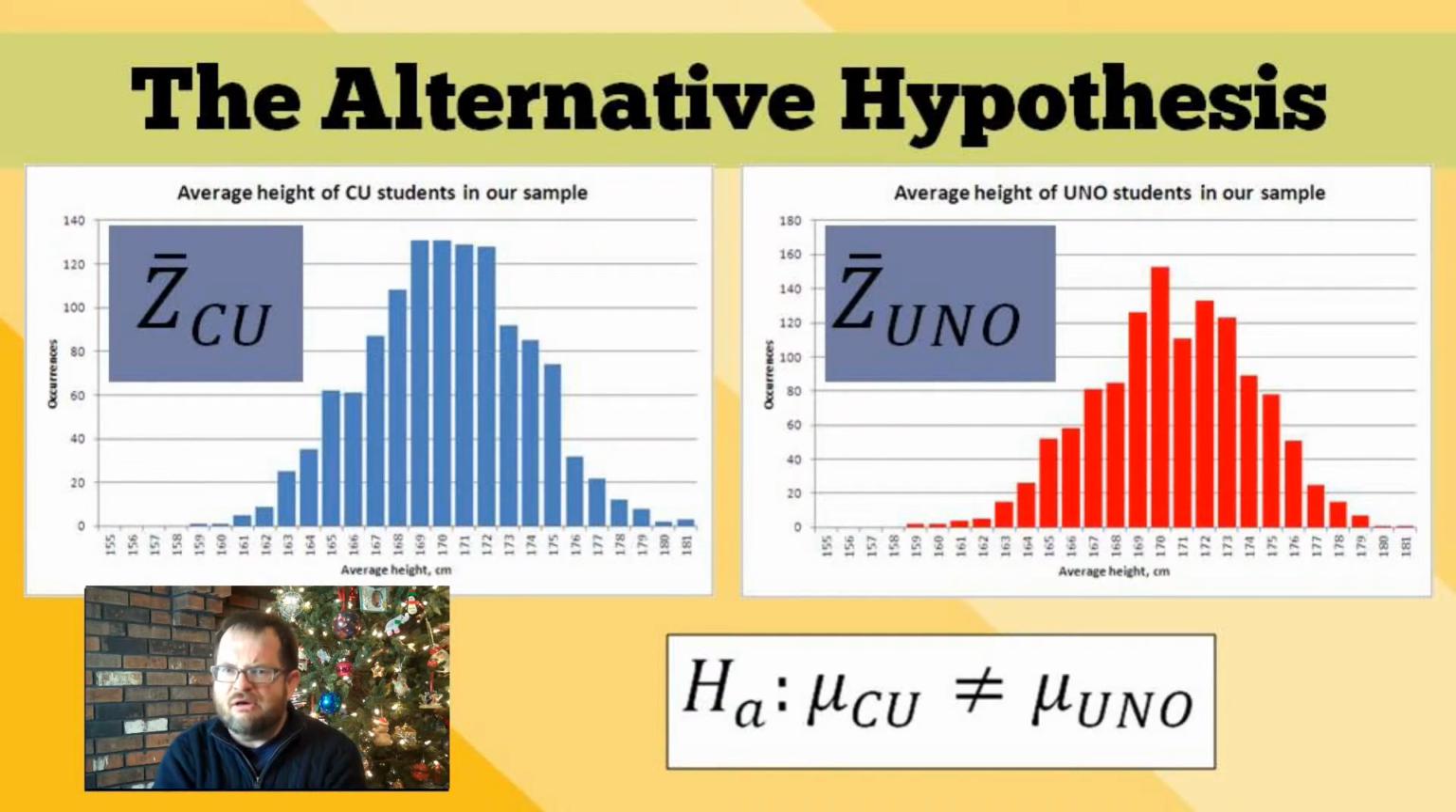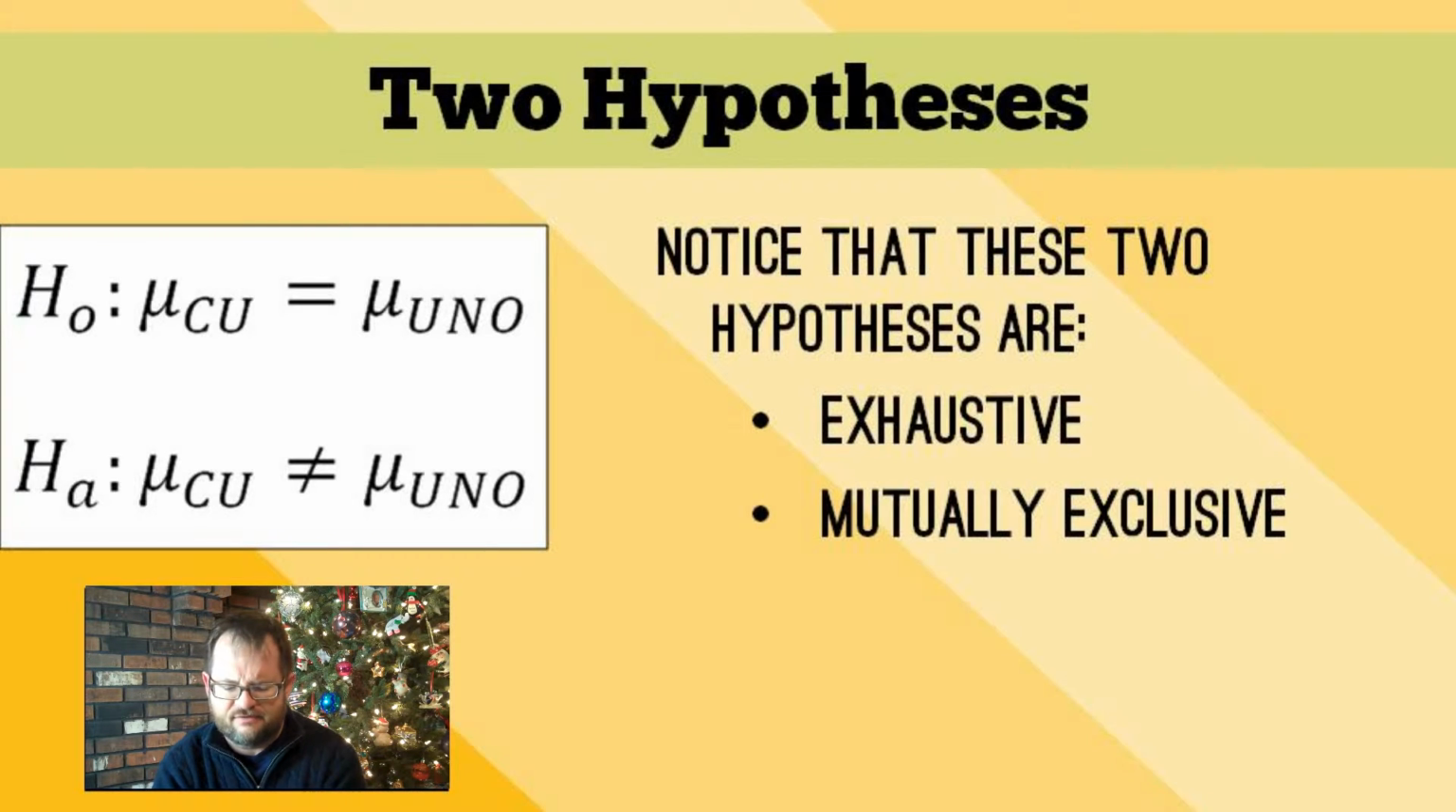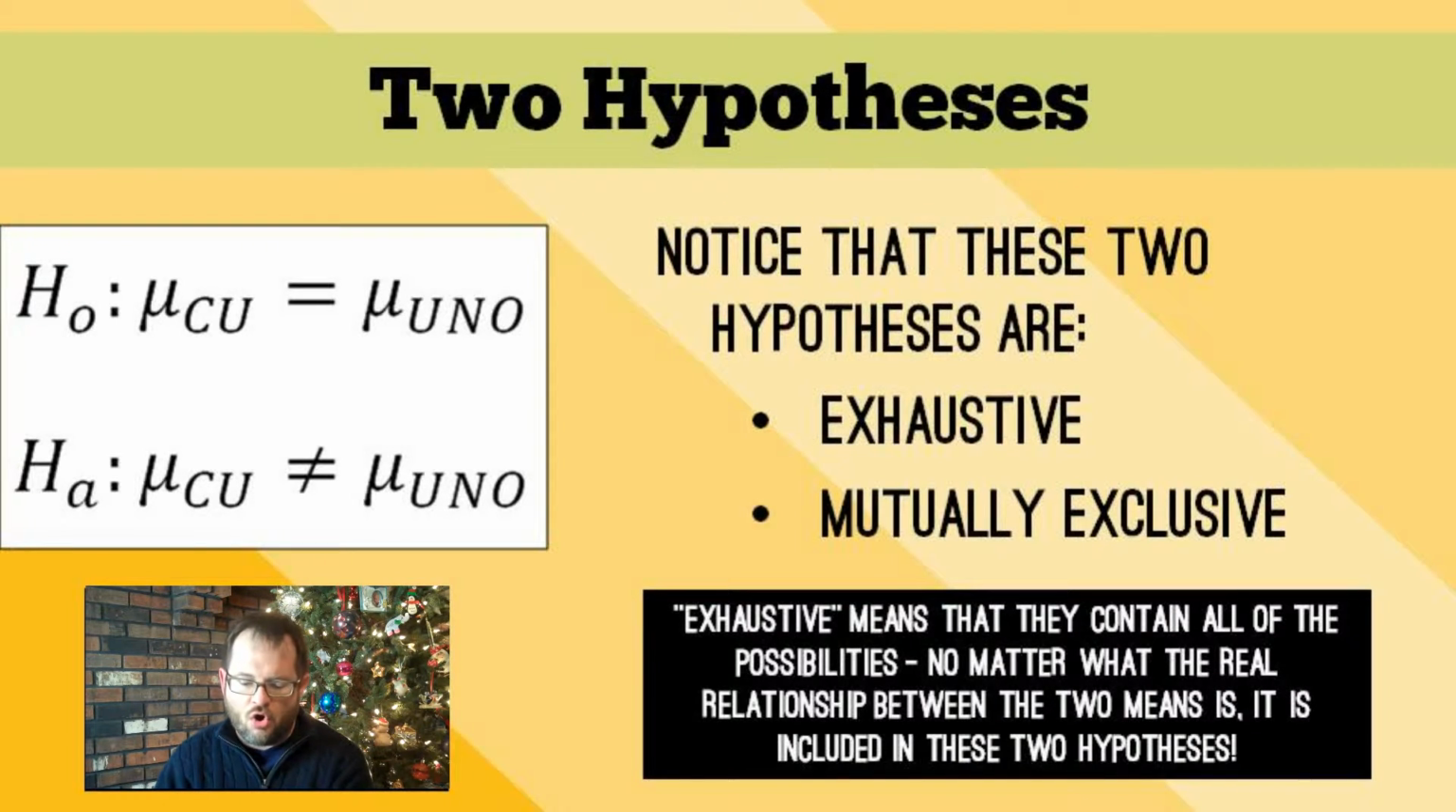Now look, here I put the two hypotheses kind of one above each other. I want you to notice that they have certain properties when you put the two hypotheses that we are going to be testing side by side like this. They have two properties that are important. These two hypotheses need to be exhaustive and mutually exclusive. By exhaustive, we mean that they contain all of the possibilities. No matter what the real relationship is between those two means, it's included in those two hypotheses.